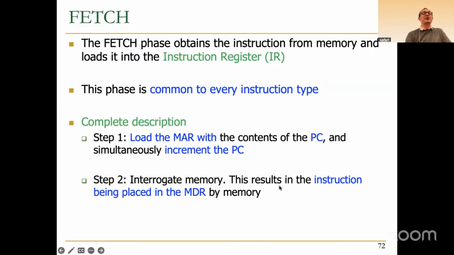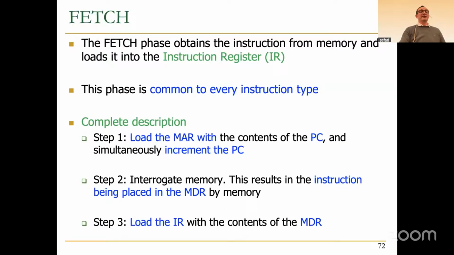Memory returns the results into the MDR. Basically, by interrogating memory, what the memory does is it takes the address in the memory address register, accesses itself, and puts the data into the MDR. What is data? These are the contents of the instruction, right? Because we're accessing memory with the program counter. Okay. And then you take the data that's put into the MDR, the memory data register, and put it into the instruction register. Does that make sense?